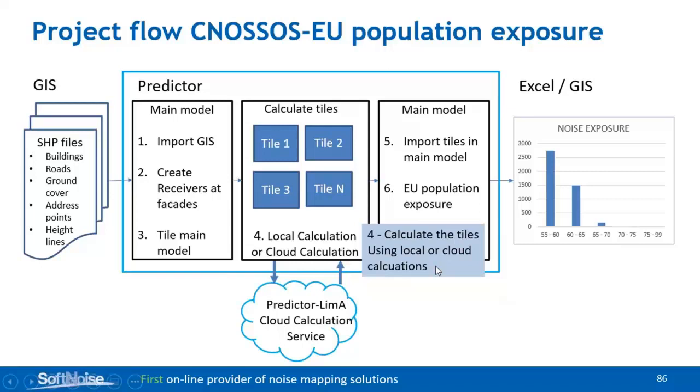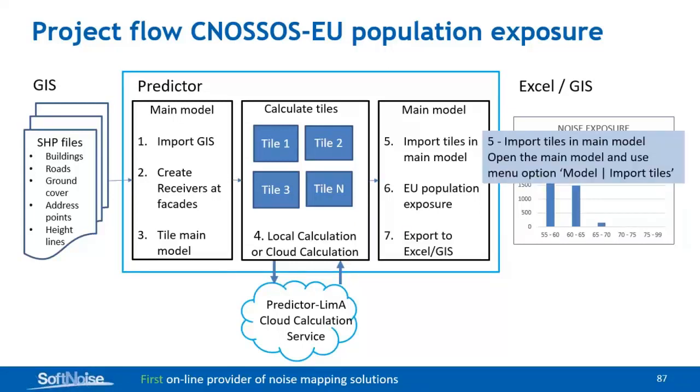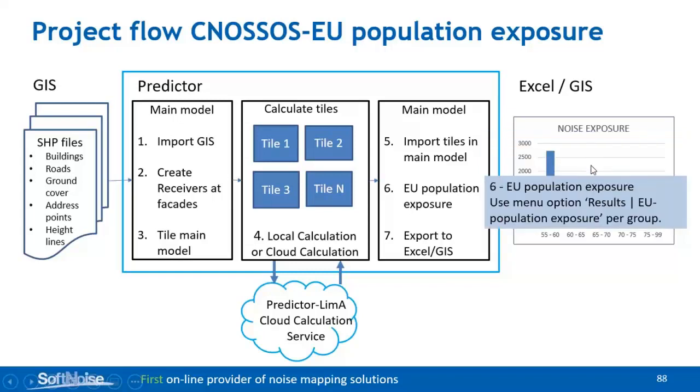Then you calculate the tiles using either local or cloud calculations. Then you import the tiles in the main model, and then you open the main model and use the menu option model import tiles, because then all the results are coming back in the main model again. And the main model can be used for the EU population exposure option, like I've just shown you. So then use the menu option results EU population exposure per group, because you need to supply the data for road traffic, for rail traffic, and for industry separately.